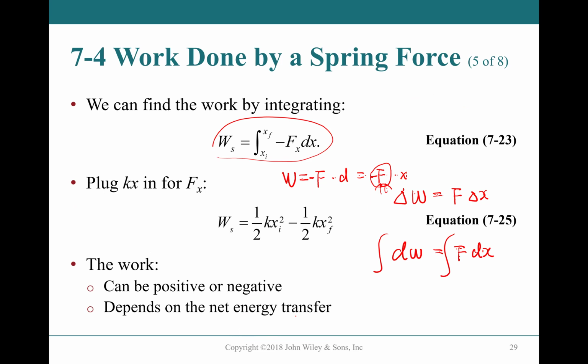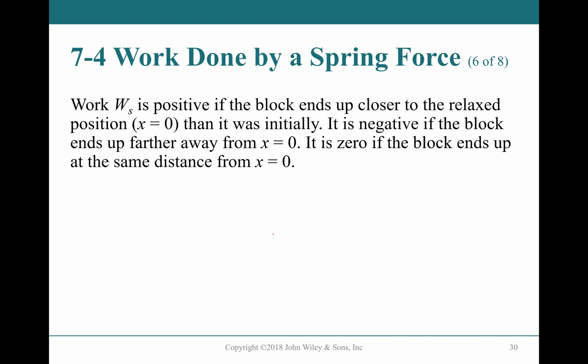When you put kx in the equation and do the integration, you get 1/2 k x initial squared minus 1/2 k x final squared. So the work done by the spring equals 1/2 k x initial squared minus 1/2 k x final squared. It depends on the initial stretchment and the final stretchment, or initial compression and final compression. So the work can be positive or negative, depending on the net energy transfer, and on how the initial and final positions look.